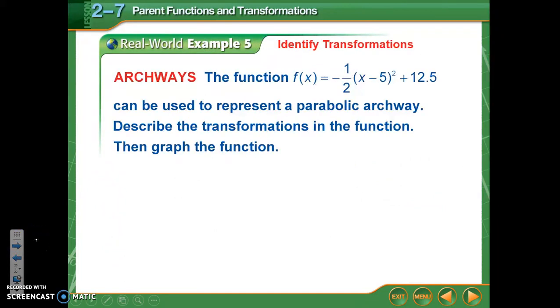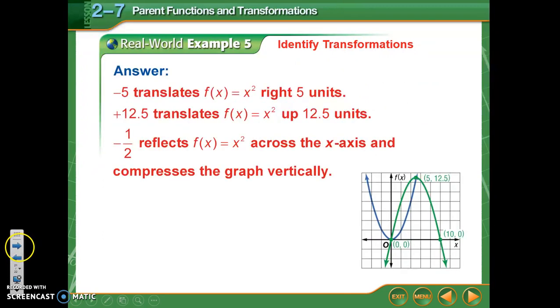Okay, let's look at this word problem real quick. It says that the function f of x equals -1/2 times the quantity x minus 5 squared plus 12.5 can be used to represent a parabolic archway, so an arch that's shaped like a parabola. We want to describe the transformations, and you can see here we have a lot of transformations going on. There's 3 or 4 of them.